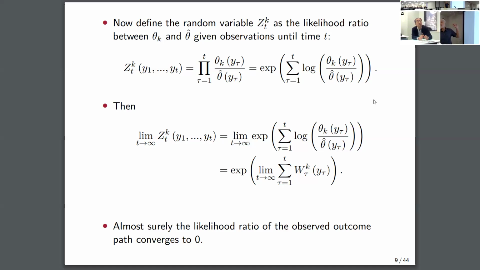Let Z super K be the likelihood ratio between model theta K and the true model, given what you've seen up to time T. So it's just defined to be the product from one to T of the ratio theta K to theta hat. By definition, because this is just exponents and logs, I can take the exponent of the log of the product, which is where I started. So the limit of these z's is the limit of the exponent of the sum of the logs. And this exponent of log thing is what we call the w's.